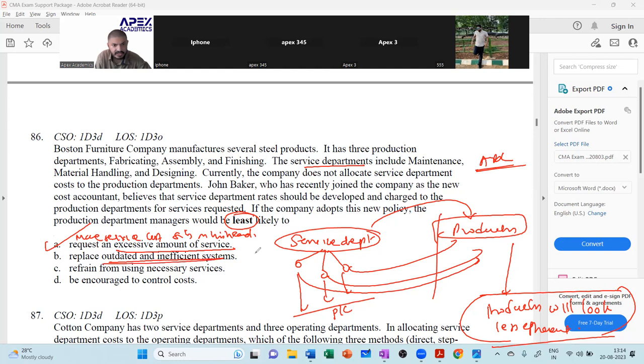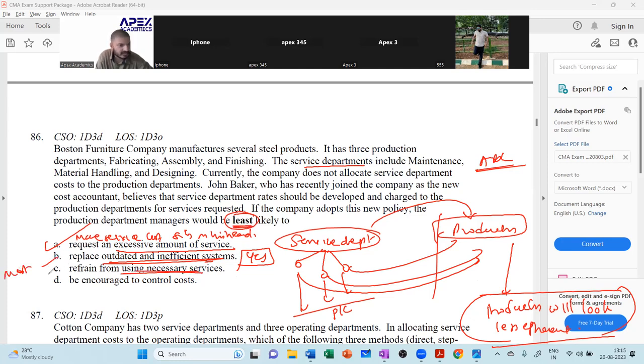Replace outdated and inefficient system. He will replace outdated and inefficient system. Why? Because he has to look efficient. He has to have more profits. Therefore, whatever is outdated, whatever is inefficient, whatever is I would say a revenue leakage, he will plug it so that he is able to show more profitability. So he will be most likely to do this.